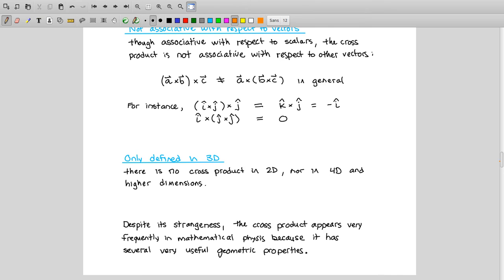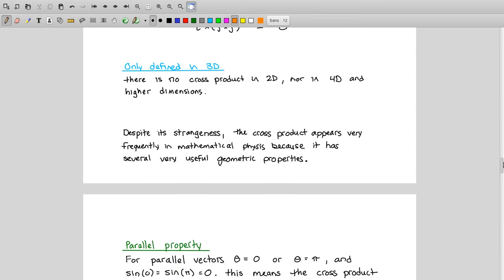Finally, the cross product is only defined in 3 dimensions. You can't do a cross product in a 2D coordinate system, or if you imagine reaching into higher dimensions, 4 and above. Again, there's no such thing as a cross product in these dimensions. It's only in 3 dimensions. So there's some weird properties. Nevertheless, the cross product appears all over the place, and that's simply because it's incredibly useful for reasons that we'll now explore.